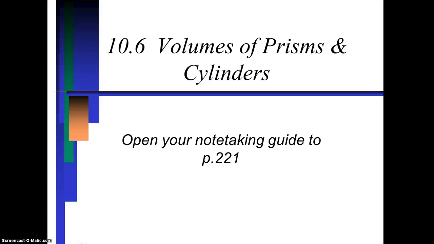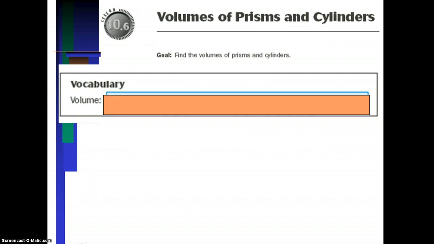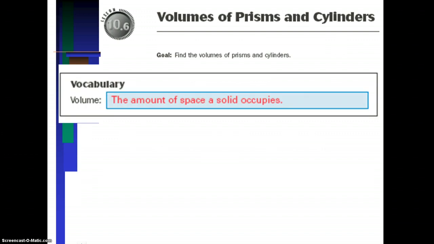Lesson 10.6, Volumes of Prisms and Cylinders. Volume is the amount of space a solid occupies. So it's the inside amount of a solid. It's like taking the classroom and filling it up with boxes. How many boxes would it take?